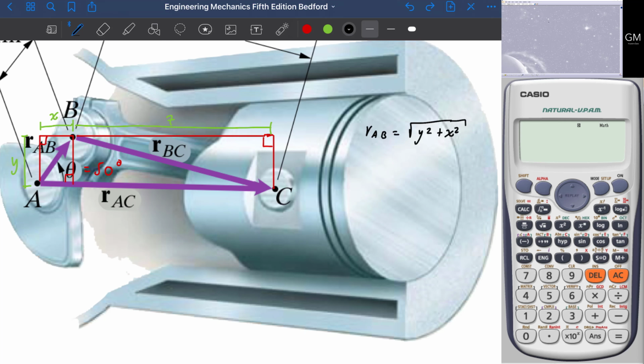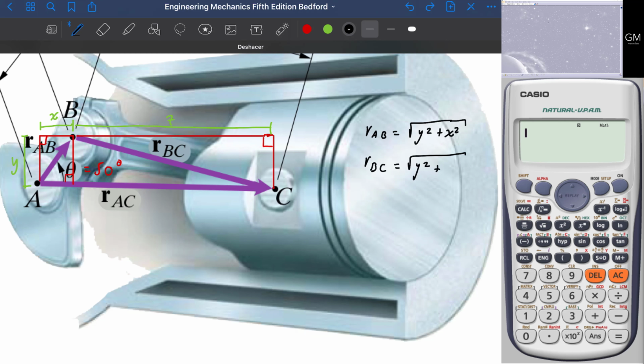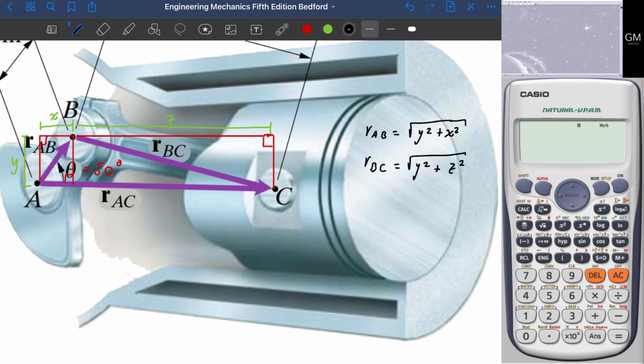Well, what I can create right now is that RBC is equal to the square root of y to the second power plus c to the second power as well. This second equation comes from this second triangle. And I'm going to create one last equation that allows me to use, maybe in this case, the angle. Okay, because I have this angle right here.